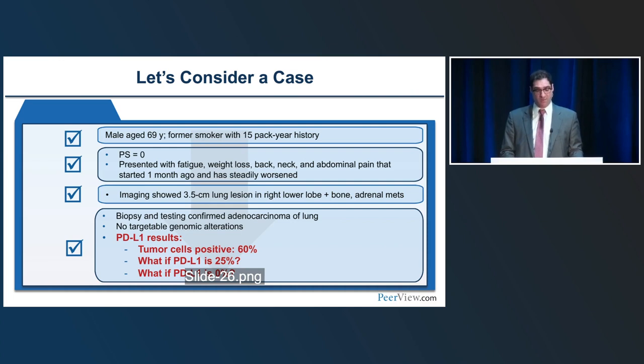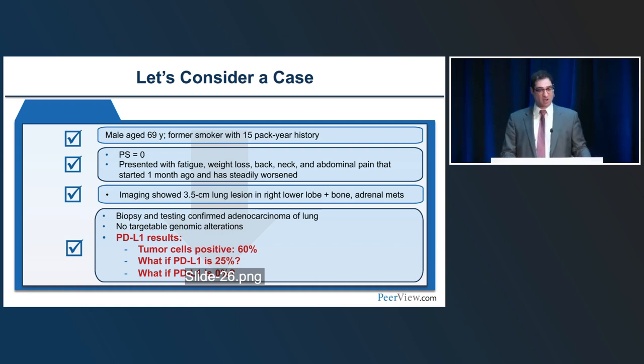So with that in mind, let's consider a case. So a male, age 69 years old, former smoker, 15-pack year smoking history, good performance status, presented with fatigue, weight loss, diffuse pain that suddenly worsened. He has a 3.5 centimeter lung lesion, right lower lobe, bone metastases, adrenal metastases. A biopsy shows lung adenocarcinoma, no targetable genomic alterations, PD-L1 high, 60%. And what would we do?